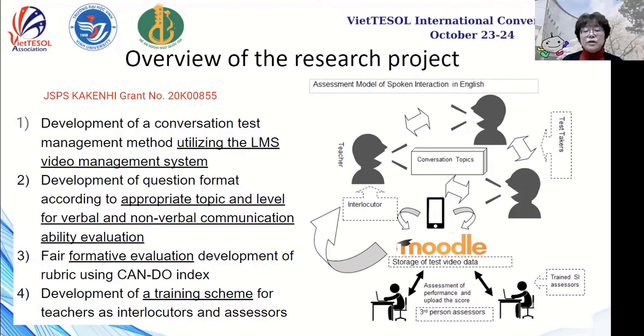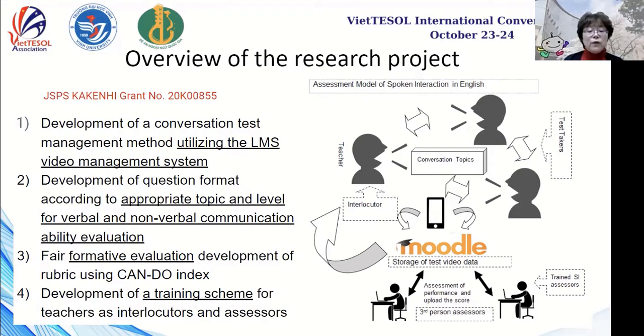And we are trying to develop this whole scheme. There are 4 points we would like to emphasize. One is this: there is no paper-based things. Everything will be managed by LMS and as data. And the second one is the appropriate topic and the level. Not only verbal, but non-verbal communication ability will be assessed. We can do that because we videotape the whole scene.